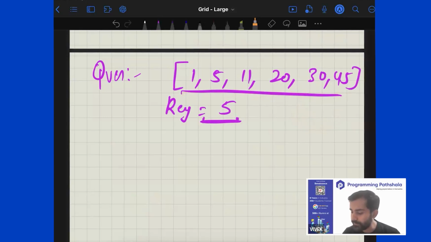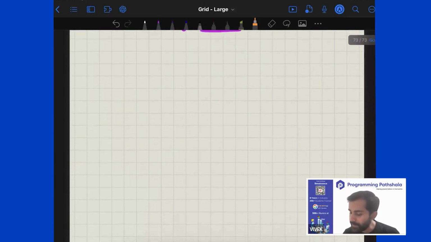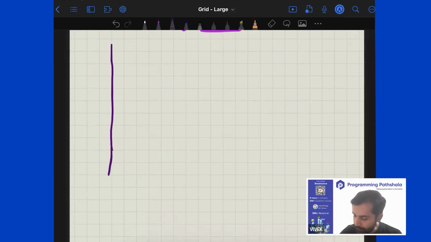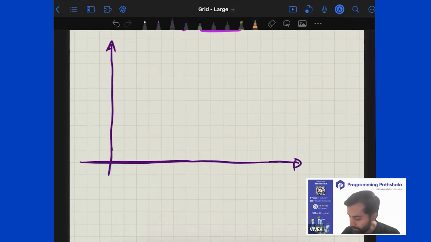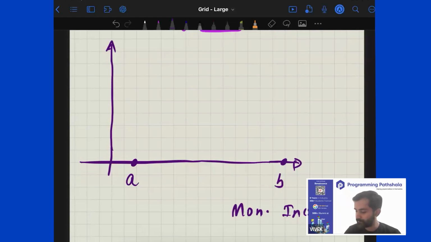Now, there is a different variation of this question where you are told that, hey, this time you have been given a function. Now, this function is defined from, let's say, point A all the way till point B, and this function is monotonically increasing by nature. Okay, for example, let's say it kind of looks like this.